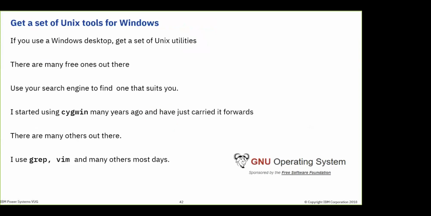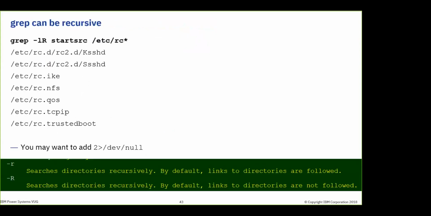Little tip, get a set of Unix utilities which you can run on Windows. I used to use Cygwin many years ago, and I've just carried it forwards. Every time I've got a new laptop, a new ThinkPad, I've just carried it across. I've got a C:/jazz/bin directory or something that's got all the files in. I just carry it across, and I can use grep and vim and sed and all those nice things on Windows as well. Also notice here, grep can be recursive.